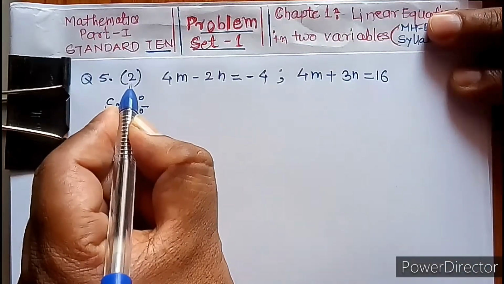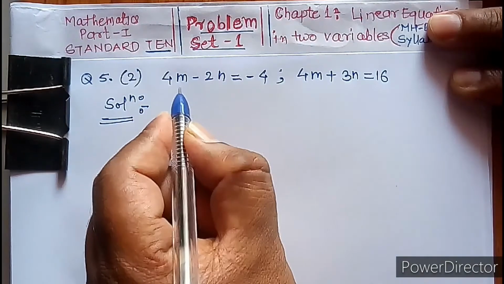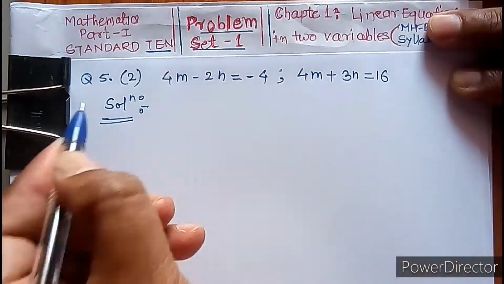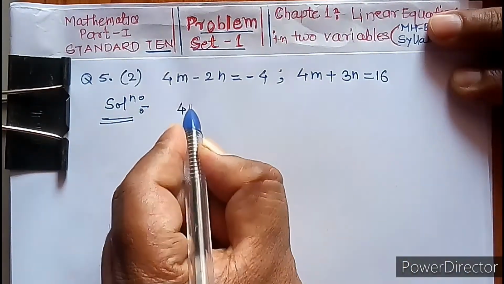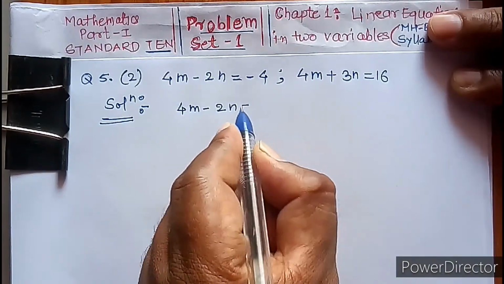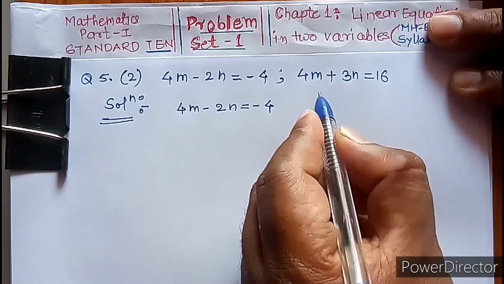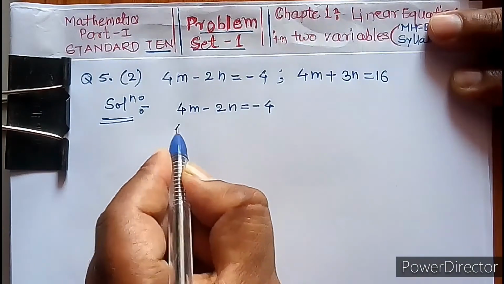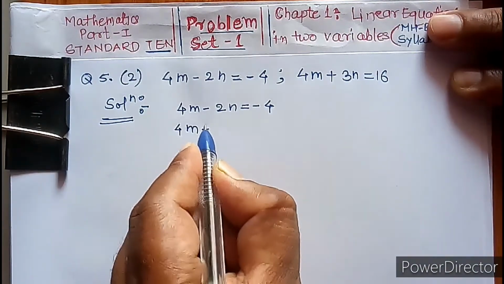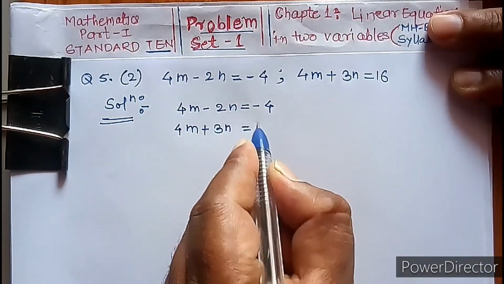Question number 5, sub question 2. Now write down this simultaneous equation in the solution part, that is 4m minus twice of n equals to minus of 4, and the second equation is 4m plus 3n equals to 16.